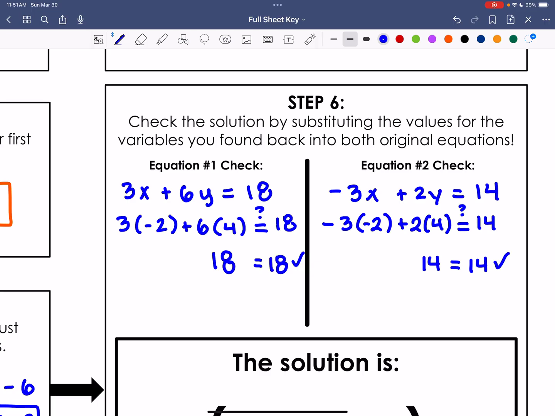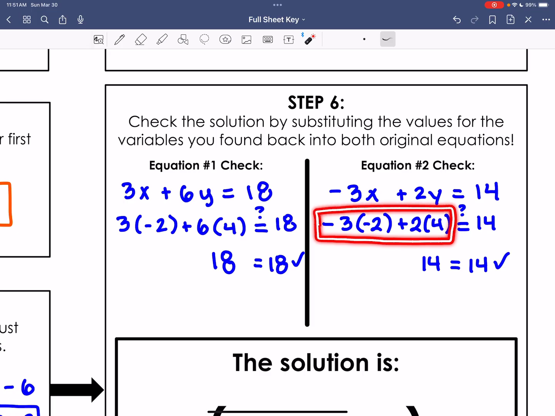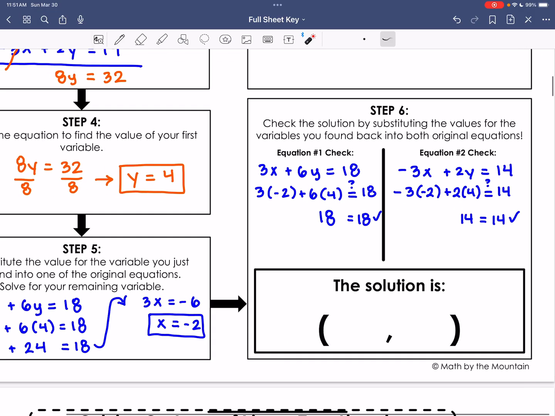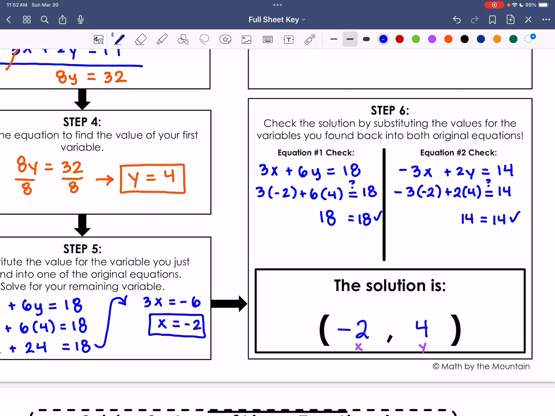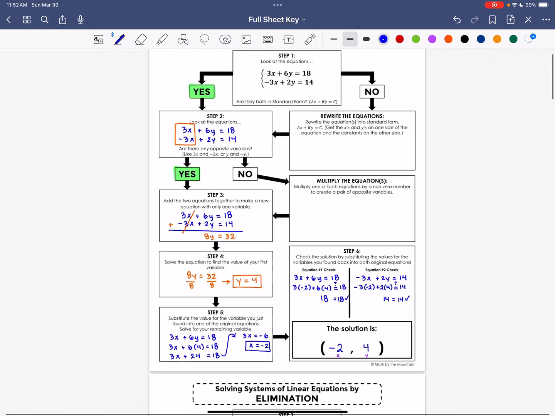14 does equal 14. And then again, if your teacher is okay with it, you could absolutely just type this whole thing into your calculator, click enter, and confirm that it did make 14. So for our solution, we did find y first, but just be cautious of remembering that it always goes x, then y, always in ABC alphabetical order. So our final answer is going to be -2 for x, comma, 4 for y. And so if we were to graph the systems of equations, this point would be the point of intersection of the two lines.